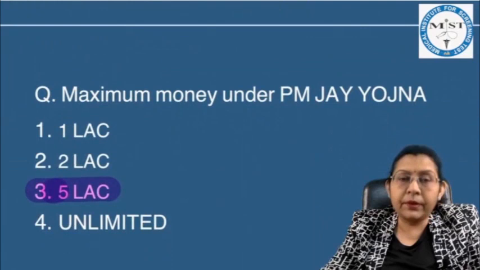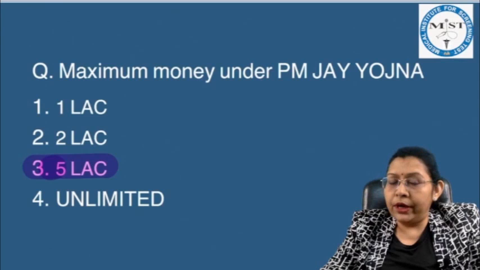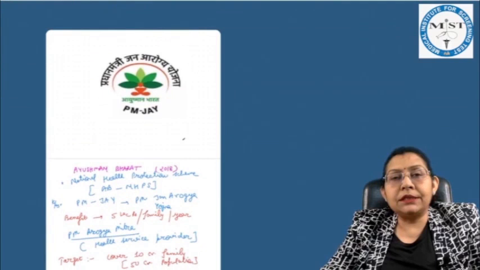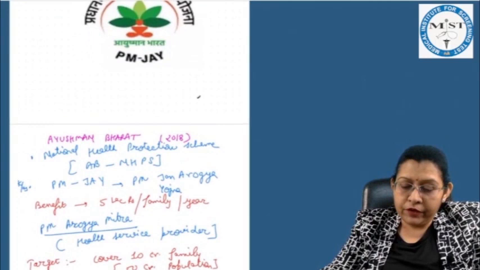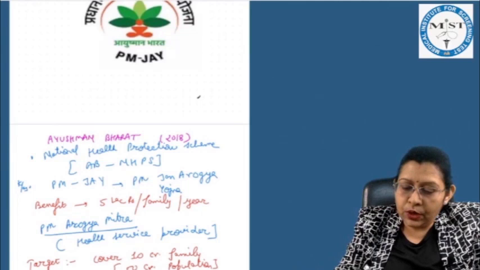Maximum money under PMJAY is 5 lakhs. And this already we had discussed with the logo of PMJAY, that is Pradhan Mantri Jan Arogya Yojana, where the maximum benefit which has been given to a family per year is up to 5 lakhs.